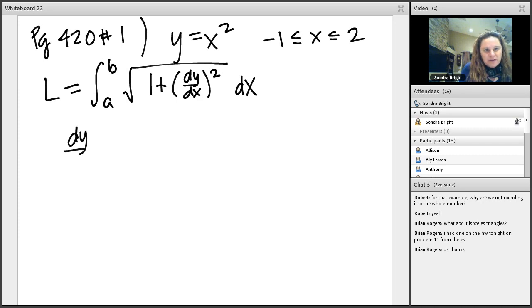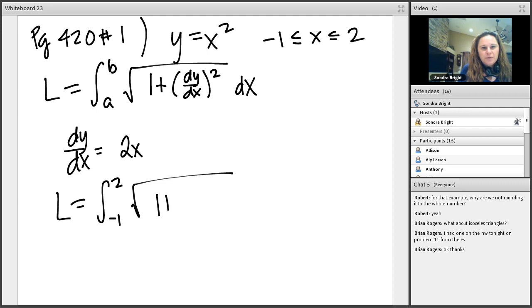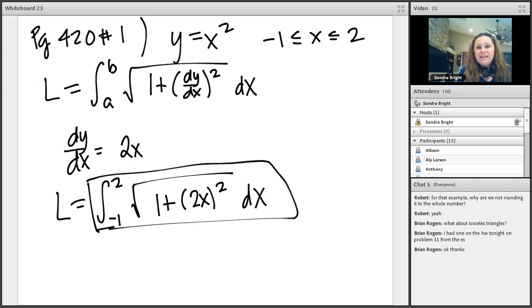And so what you want to do is find dy/dx, and that would be 2x. The length of the curve, you're going to integrate from negative 1 to 2, since they give you the x values, of the square root of 1 plus 2x quantity squared dx. And there's your setup. Honestly, guys, I would prefer you just leave it like this when it says set up. You could make it a 4x squared, but if you expand it and make a mistake, I have to take off a point.